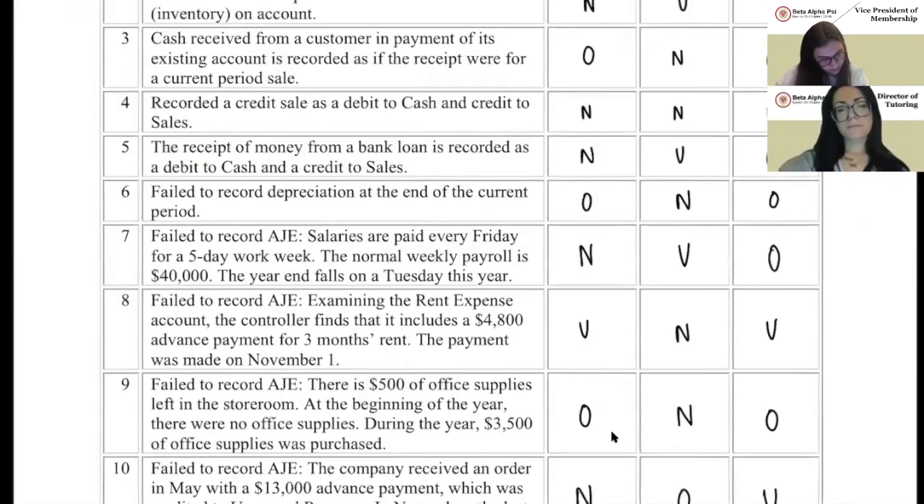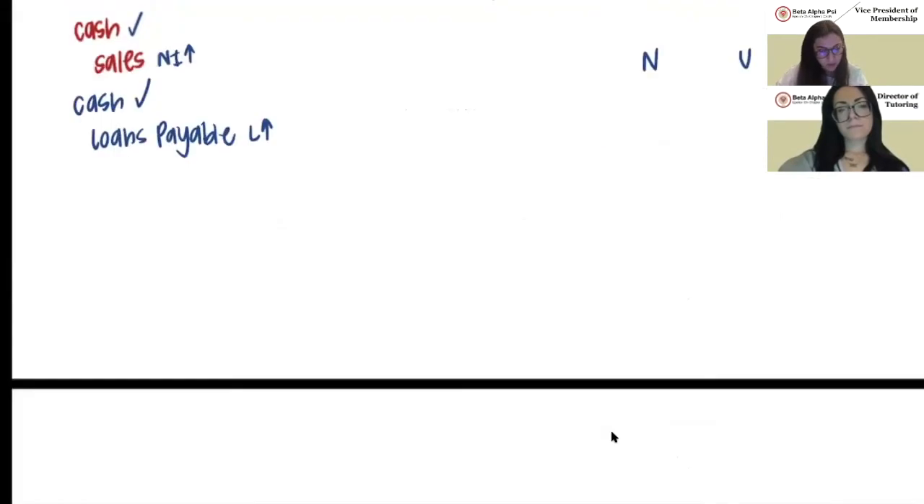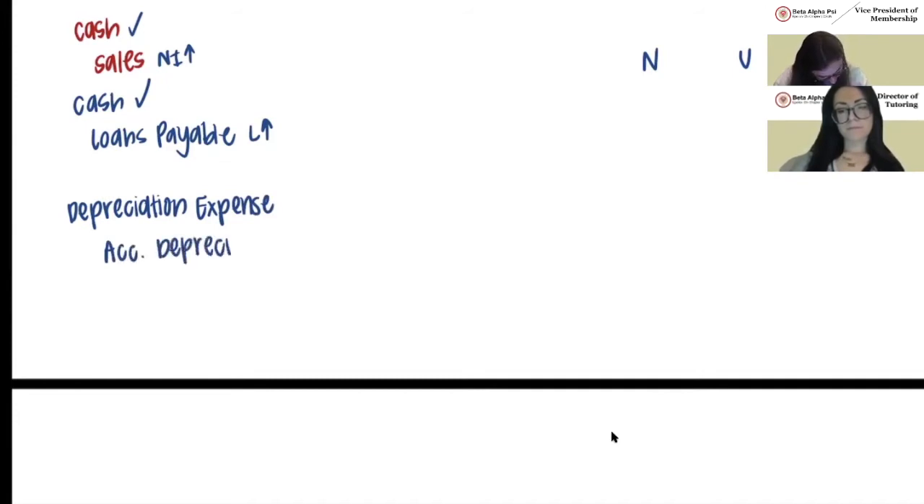All right, number 6, failed to record depreciation at the end of a current period. So what is the journal entry for depreciation, right? So it would have been a debit to depreciation expense and a credit to accumulated depreciation.